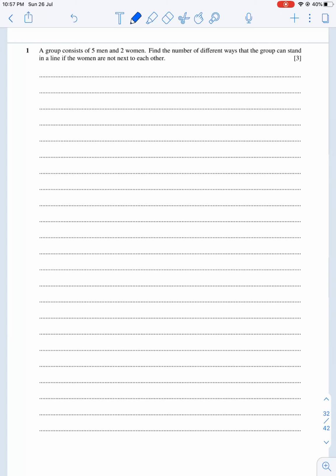A group consists of 5 men and 2 women. Find the number of different ways that the group can stand in a line if the women are not next to each other. Okay, so first of all, because you want the women to be separate from each other, you make the men stand first. So that gives you 5 factorial.